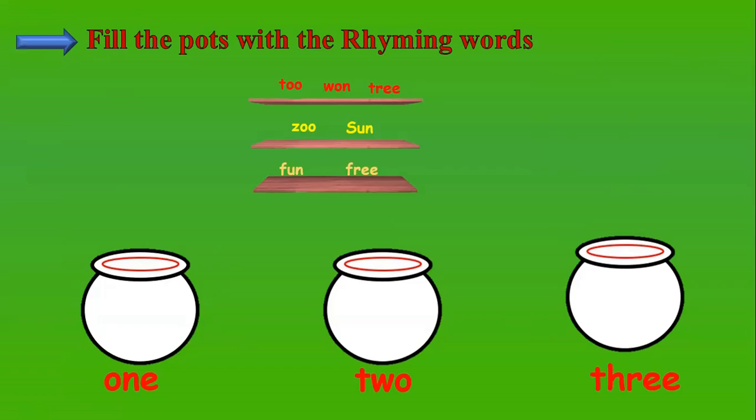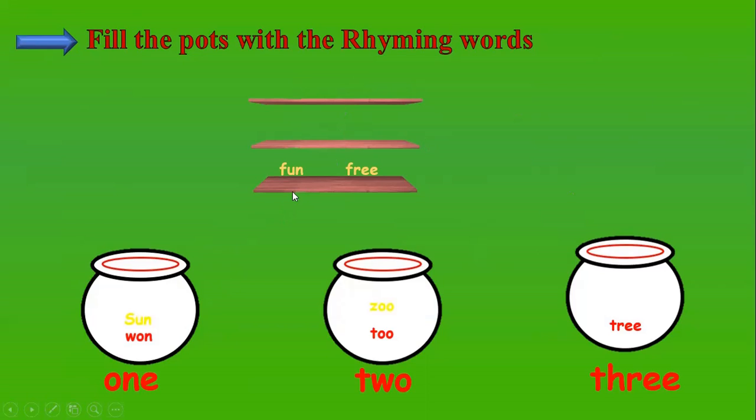This sounds exciting, isn't it, children? Let's start filling the pots with the correct rhyming words. The first word is two and it rhymes with TWO. So it goes into the second pot. The next word is one and it rhymes with ONE. So we move it to the first pot. The third word is tree and it goes into the third pot. Now the fourth word is zoo and it rhymes with two. So let it go into the second pot. Now we have the word sun and it should go into the first pot.